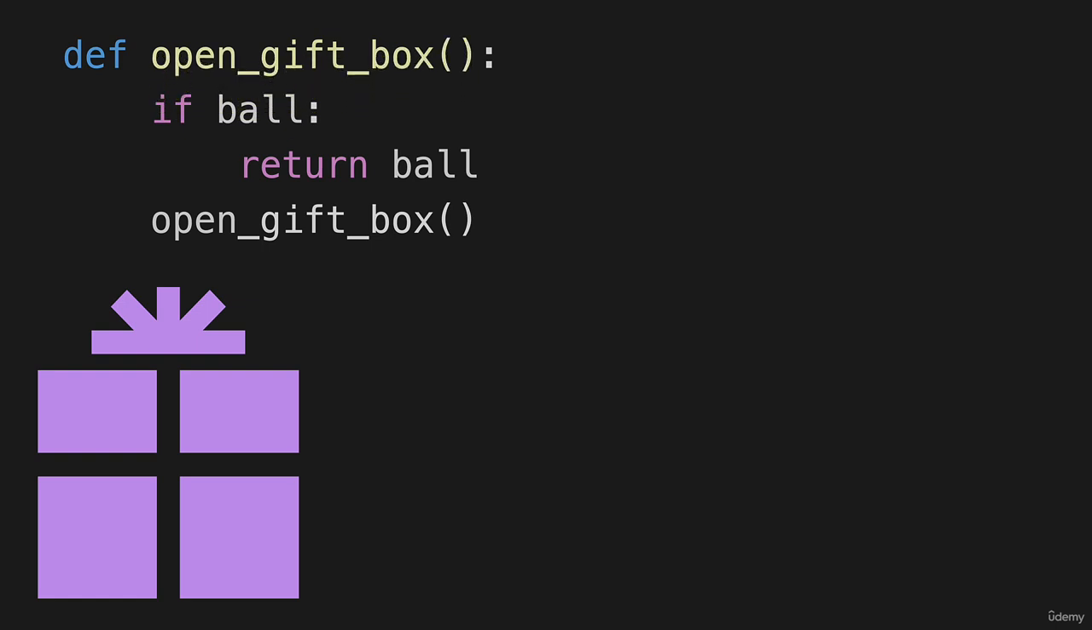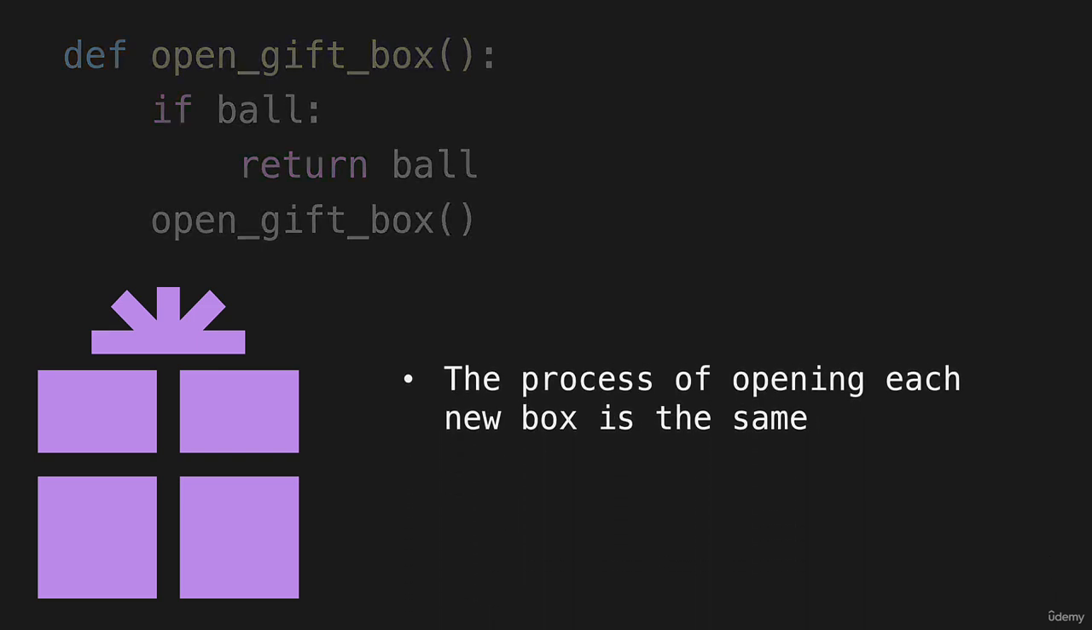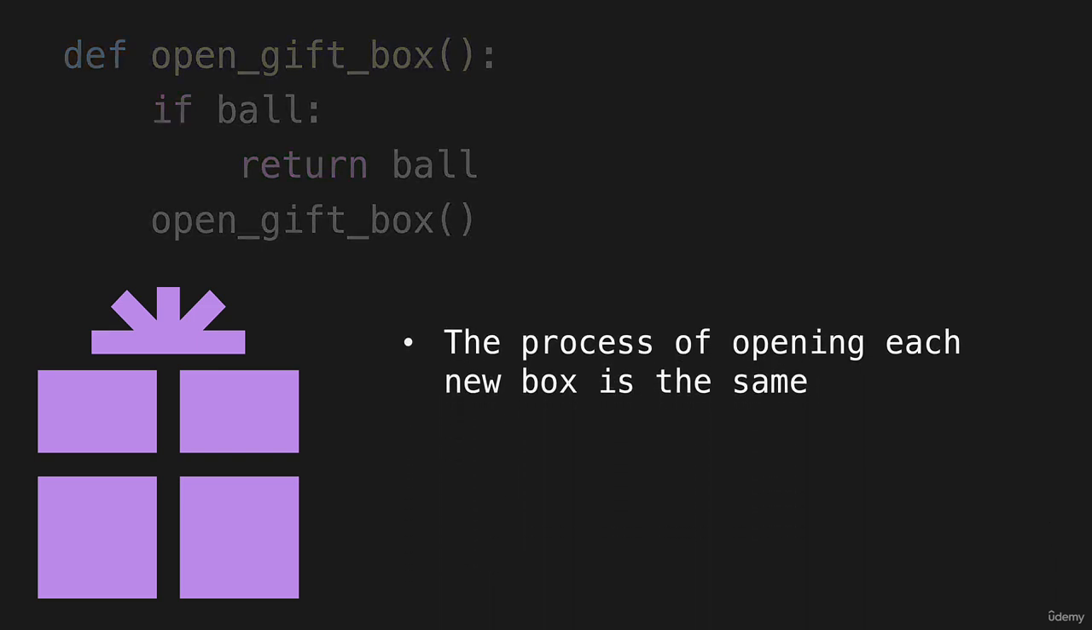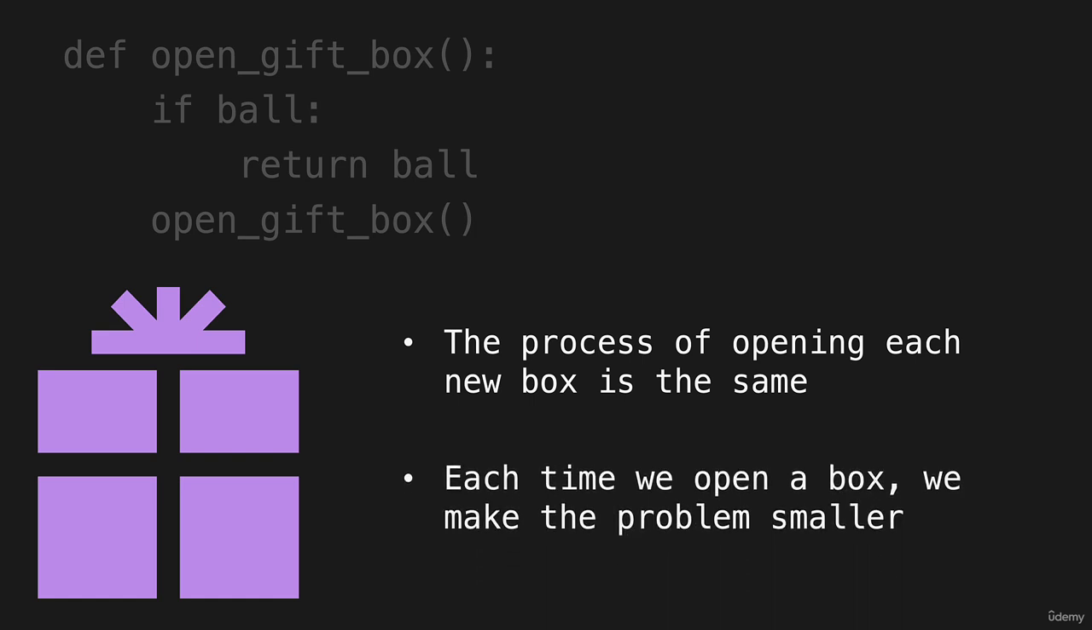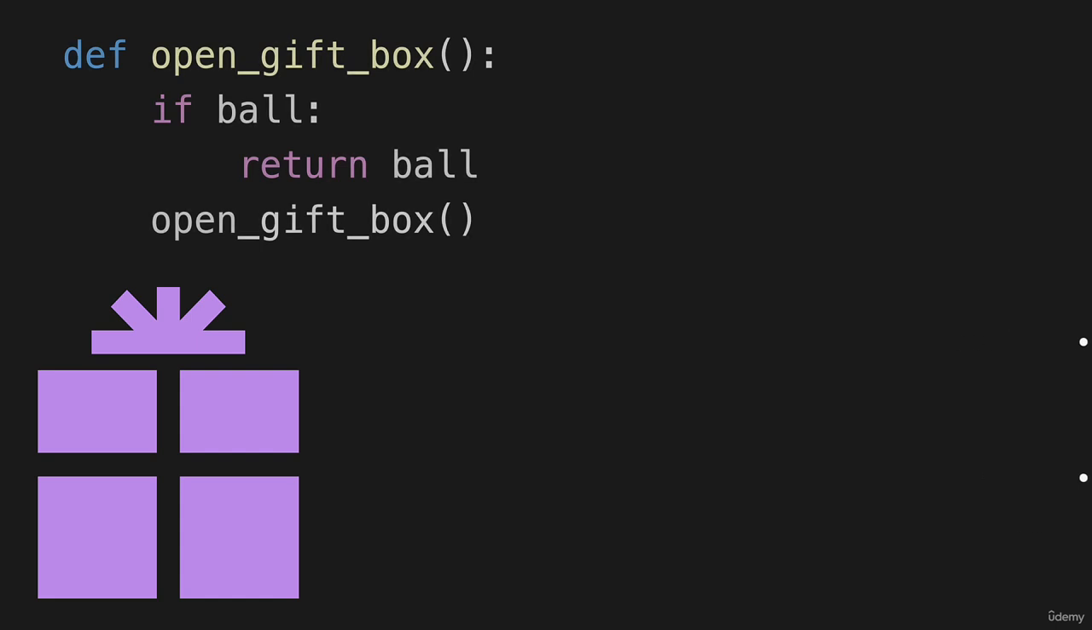There are a couple of things about recursion that are very important. First, the process of opening each new box is the same, or the process of whatever we're doing with recursion has to be the same. The other key point is each time we open a box, we make the problem smaller. So now let's walk through this code with our boxes.